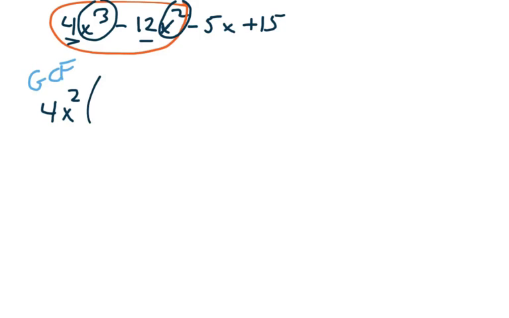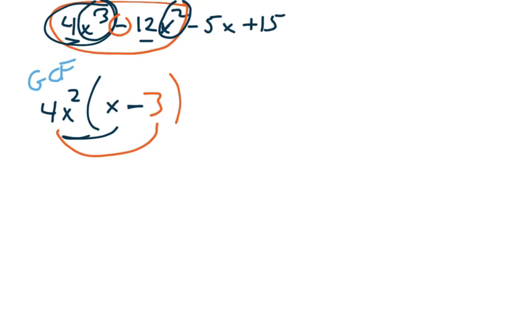And so let's see what else we have. Well, hopefully you realize an x times the 4x squared will give me my 4x cubed. We need a minus because of the minus right there. And we need a 3 because 3 times 4x squared is that 12x squared term.